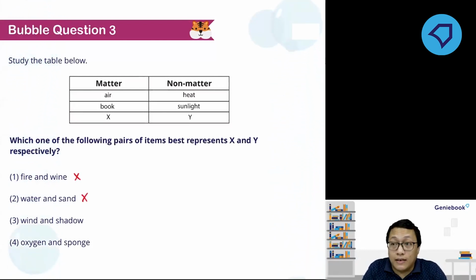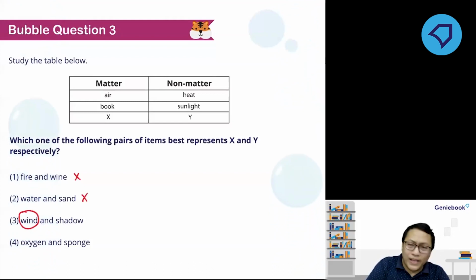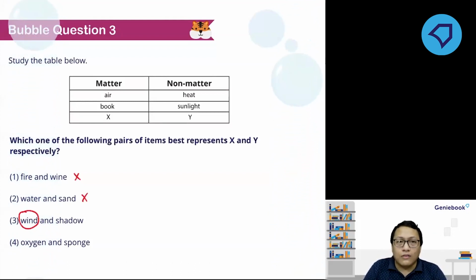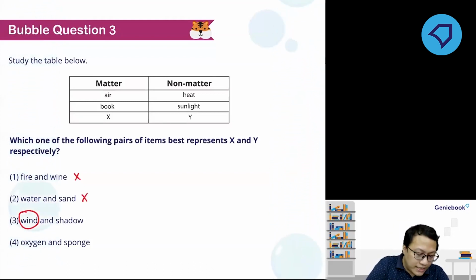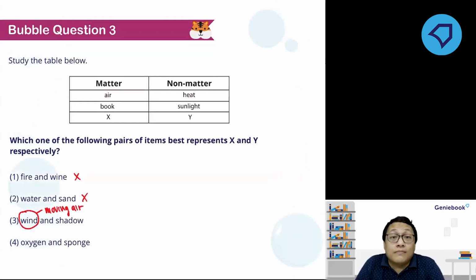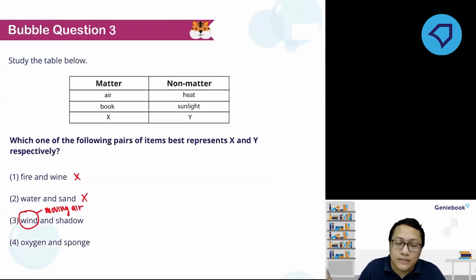Is wind matter? Yes. What about wind? I thought wind is not matter. No, wind is matter. Why? Because wind is actually moving air, and air is matter. That's why wind is considered matter as well, because air has mass and air occupies space.